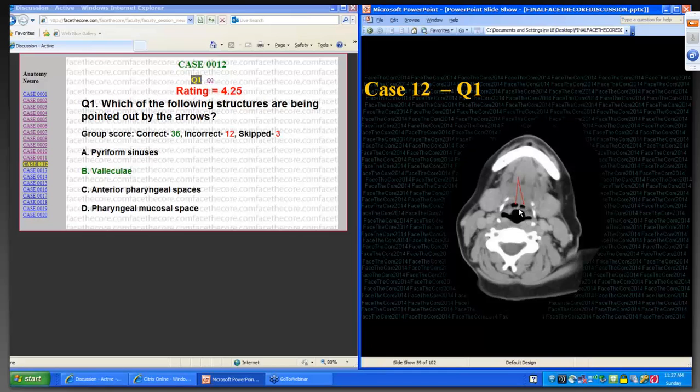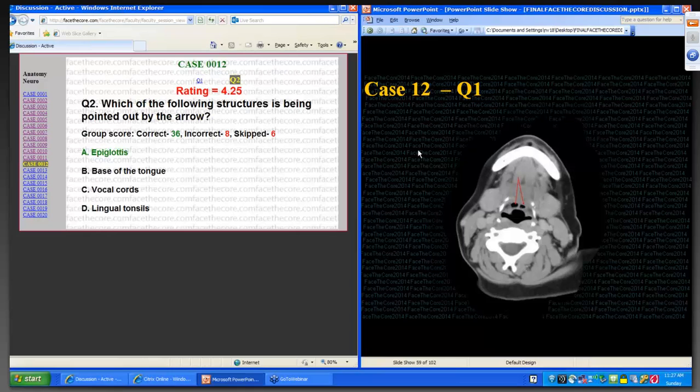And notice that here this structure is actually the free margin of the epiglottis, and then you see this little medial band of soft tissue. That's actually the median glossoepiglottic ligament, and then these two air spaces on each side of it are actually the vallecula. And then the next question was basically asking which of the following structures is being pointed out by the arrow, and this is the free margin of the epiglottis. You're starting to see portions of those aryepiglottic folds that are forming, and then as you extend inferiorly, you'll see that there will be the piriform sinuses.